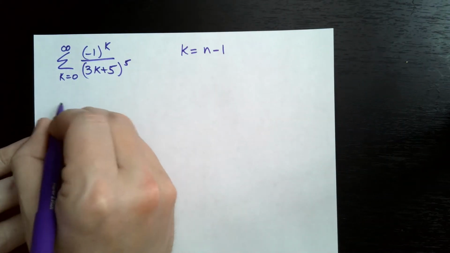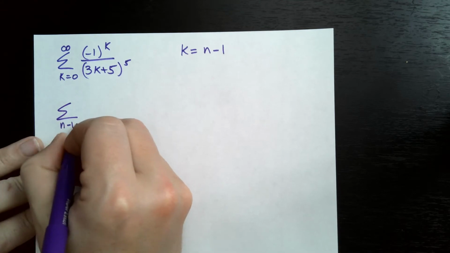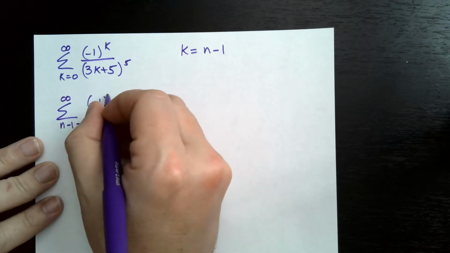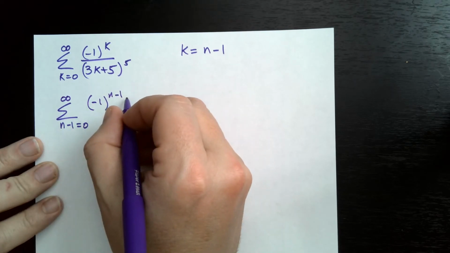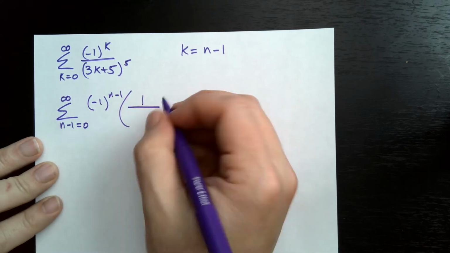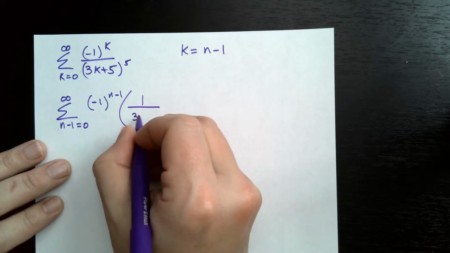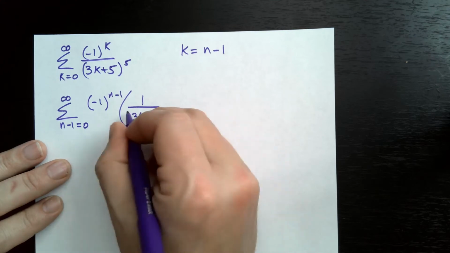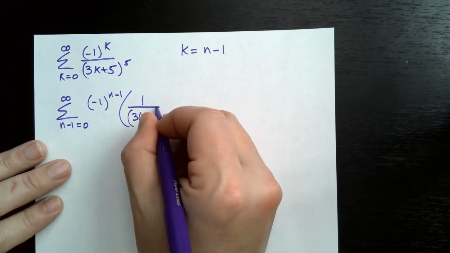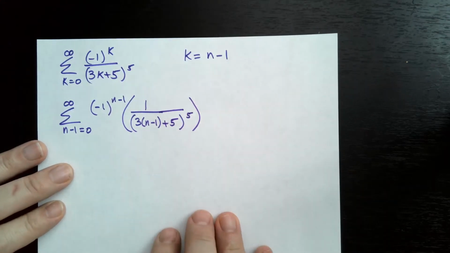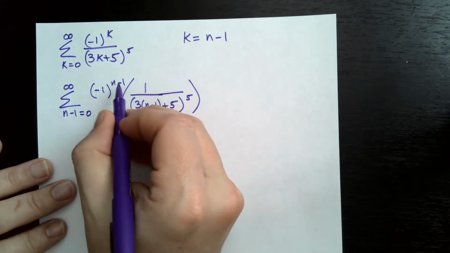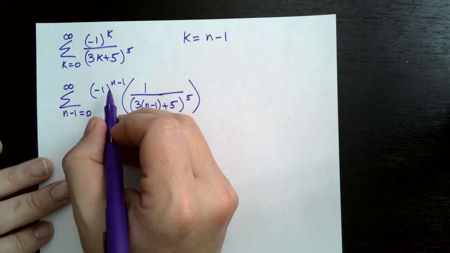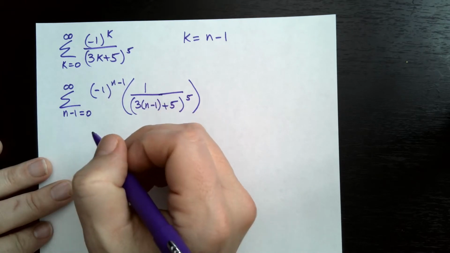So here we have the series from n minus 1 equals 0 to infinity, (-1)^(n-1), times 1 over (3(n-1) + 5)^5. Okay, and I'm going to clean that up, and I'm also going to change this. The formula had an n plus 1 here, which is fine. We can just change this to an n plus 1.